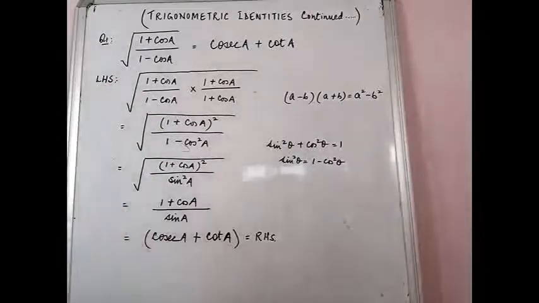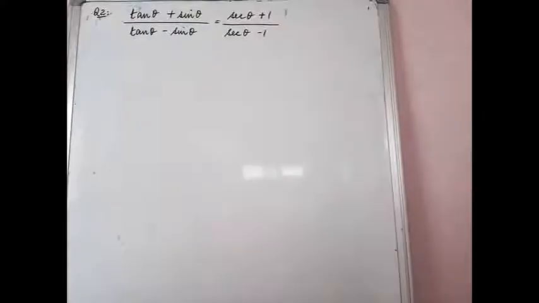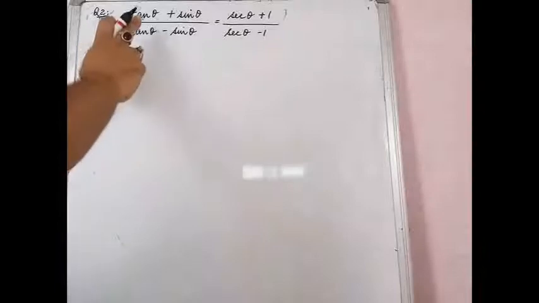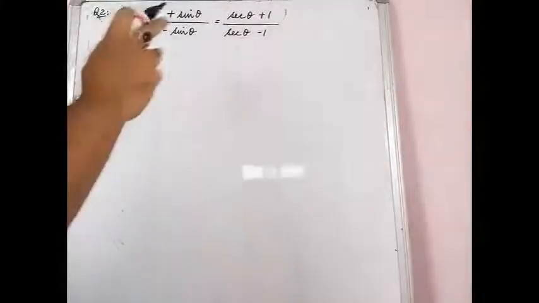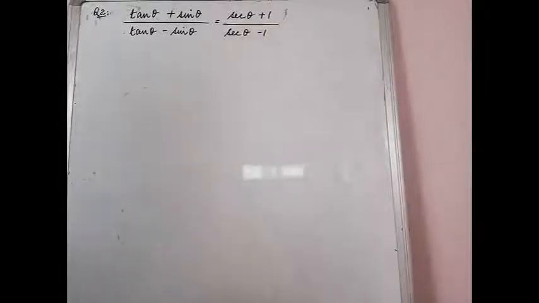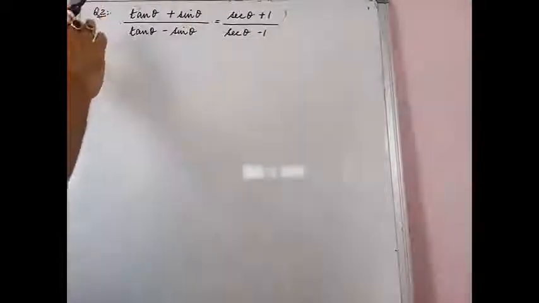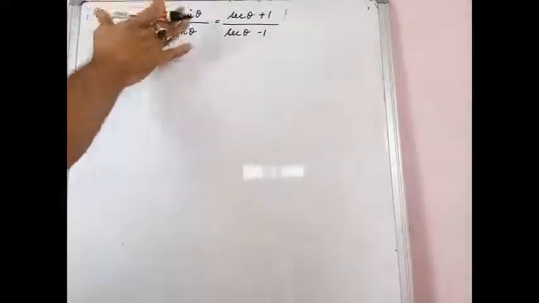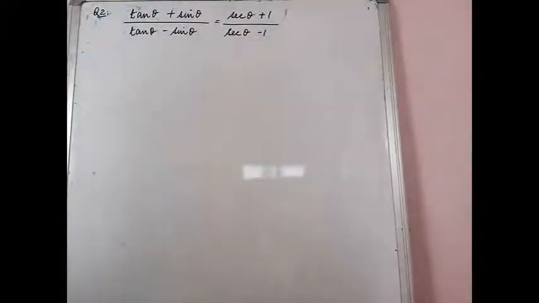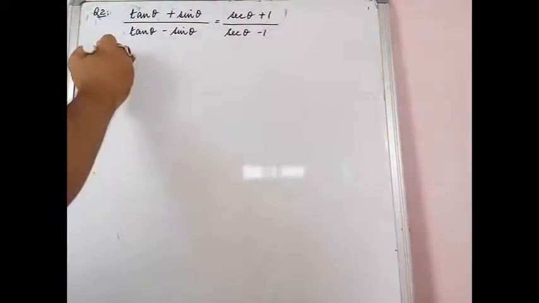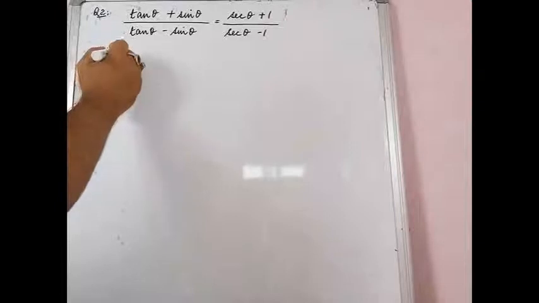Now let us move to the second question. Okay, so here's your second question for the day. Tan theta plus sin theta upon tan theta minus sin theta is equal to sec theta plus 1 upon sec theta minus 1. Again, I am not writing to prove. It is understood that you have to prove. These are all proving questions. So the left hand side has to be proved equal to the right hand side. So usually, like we always start, we will start with the left hand side.